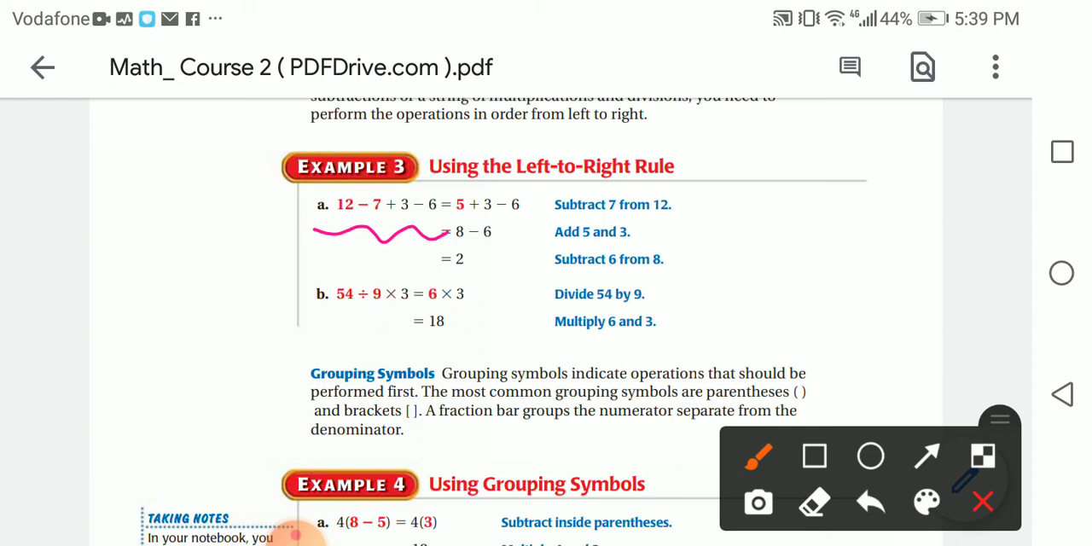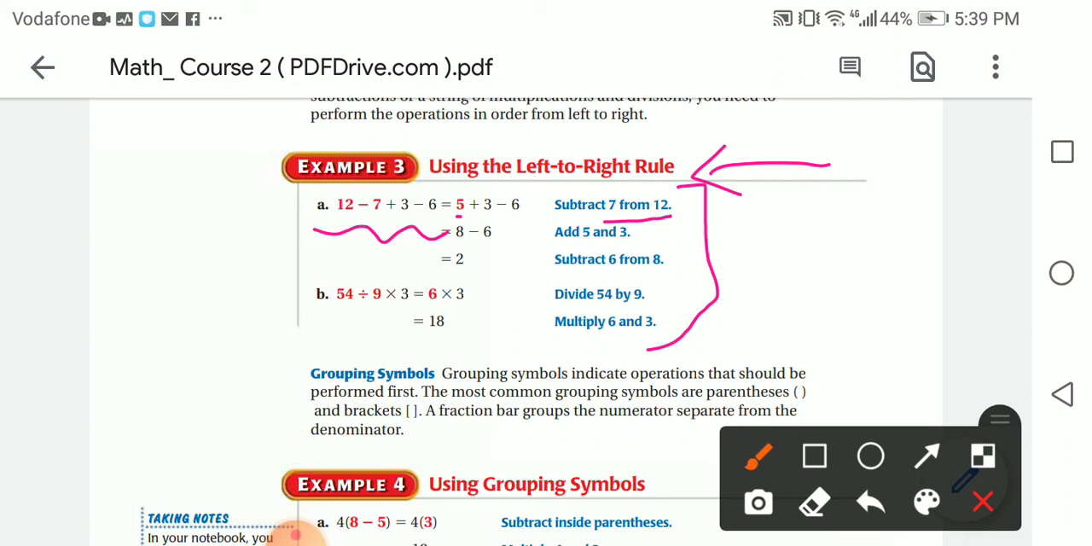12 minus 7 plus 6 minus 3. Okay, what should I do? Using the left to right rule. This is a rule. Left to right. I have here on my left hand 12 minus 7. Subtract 7 from 12. The steps are very important. So 12 minus 7 gives me 5.